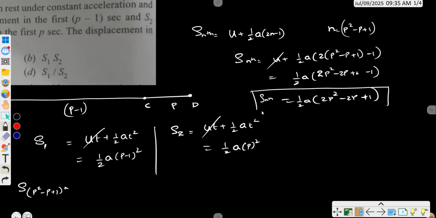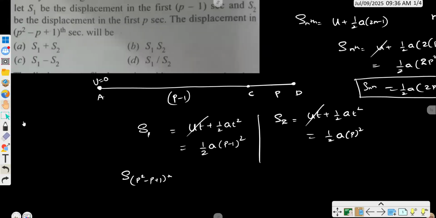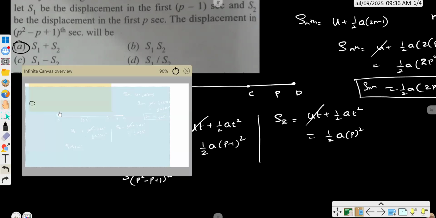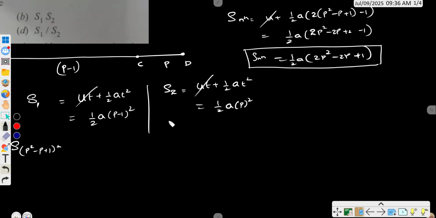So now, how will we get this nth second from S1 and S2? I think it is going to be this. Let us check with the options. Let us do S1 plus S2. S1 can be written as half into A into P square minus 2P plus 1. Then S2 is equal to half into A into P square.